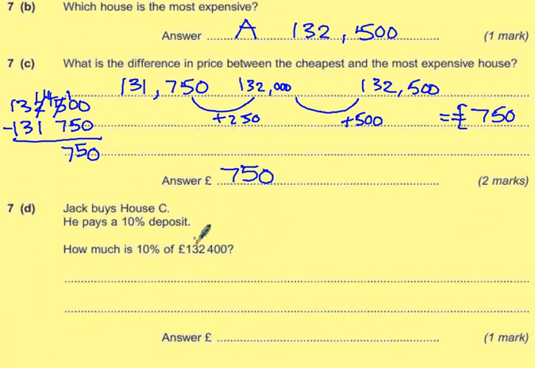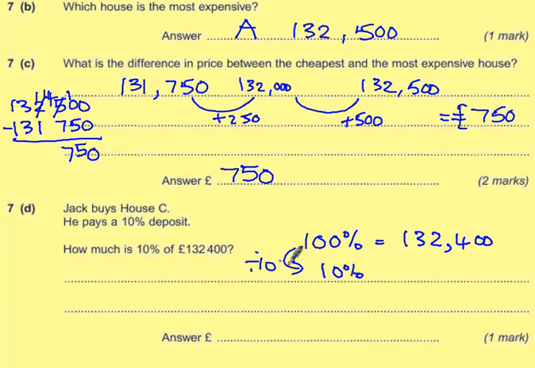Part D. Jack buys House C. He pays a 10% deposit. How much is 10% of £132,400? Well, we're told that 100% is £132,400. So, to find 10%, we need to divide by 10. So when we divide by 10, we need to move the decimal point one place to the left.